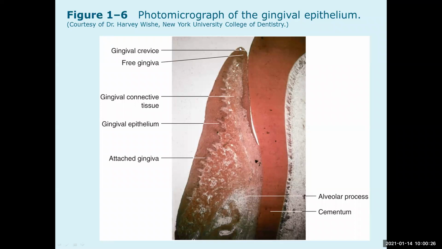So the most coronal aspect is the free gingival margin. Then you've got the gingival crevice here, where one side is the tooth and the other side is tissue. The most apical portion is the junctional epithelium. You've got the coronal, the most top part of the junctional epithelium, and then the apical part of the junctional epithelium, a top and a bottom.